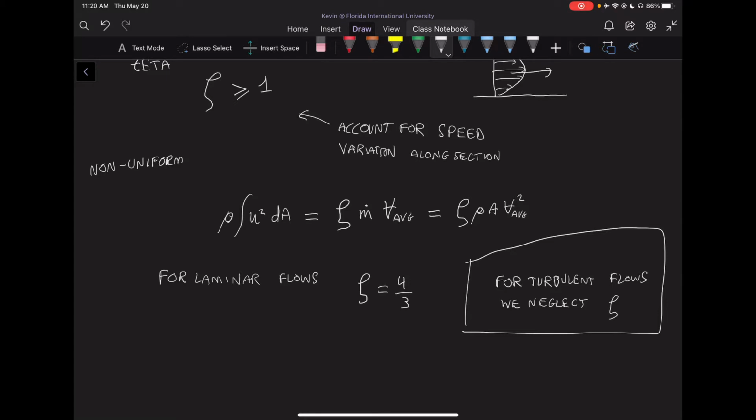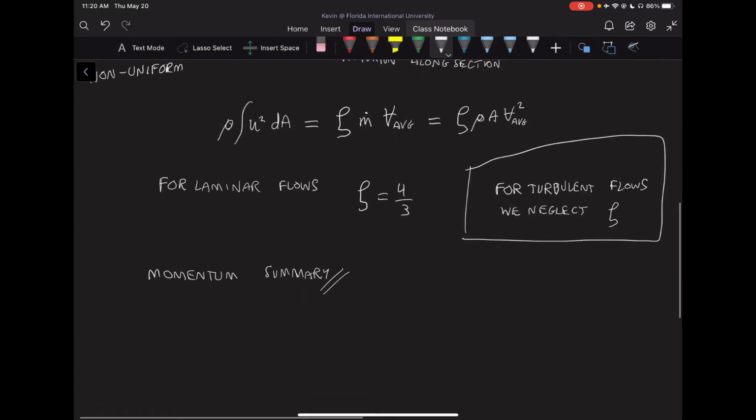and the velocity average. Okay, so let's do a quick summary of our linear momentum and momentum in general. So this is from the last video and this video. So we can say that for a momentum summary, clearly vectors are more complicated than scalars.